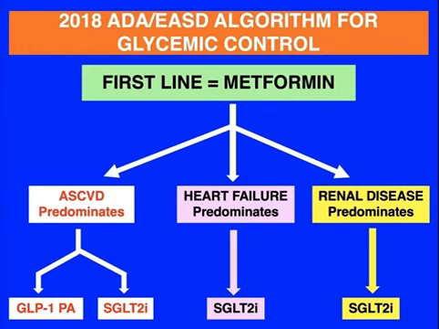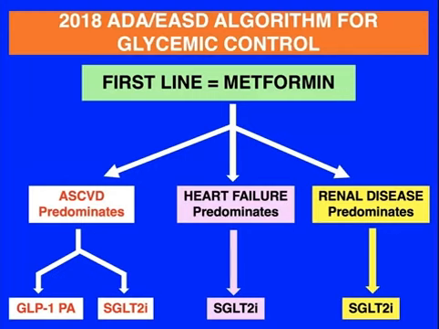But now this is very important. They say if your patient has atherosclerotic cardiovascular disease, the second drug on board should be a GLP-1 receptor agonist or an SGLT2 inhibitor. They say if after metformin, the patient has heart failure, the second drug on board should be an SGLT2 inhibitor. If the patient has renal disease as the predominant problem, the second drug on board should be an SGLT2 inhibitor.